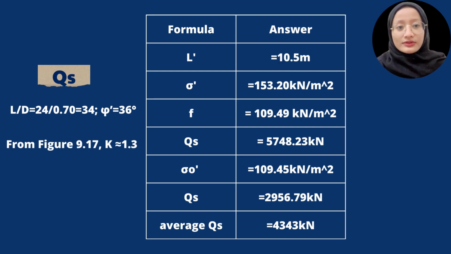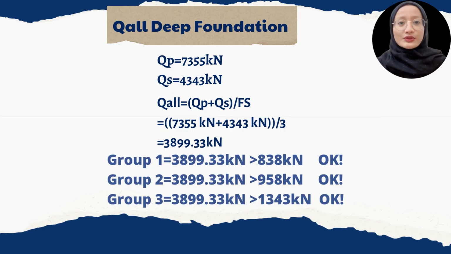For the QS, we got two values, which are 5,748.23 kilonewton, and the second one is 2,956.79 kilonewton. And after that, we got the average of QS. Lastly, we need to find the QL for QP and QS. So QP plus QS over FS is equal to 3,899.33 kilonewton. And for all the loads that we have, it is a pass. So it is all okay for L equal 24 and the cross section is 0.7 meter.